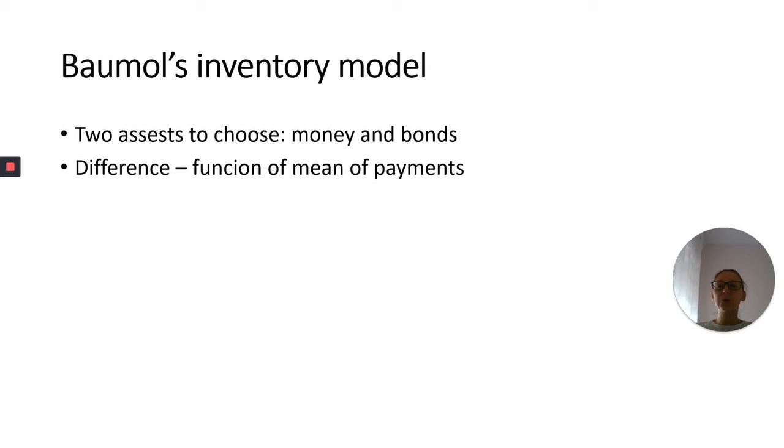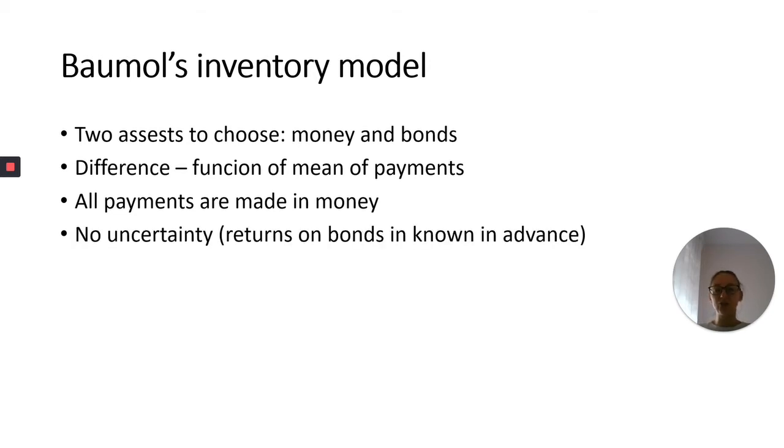The difference between those two assets is the function of means of payment, whether they perform it or not. As all the payments are made in money, bonds have no possibility to make a transaction, and that's their shortcoming. On one hand, they earn interest. On the other hand, you cannot use them for making transactions.